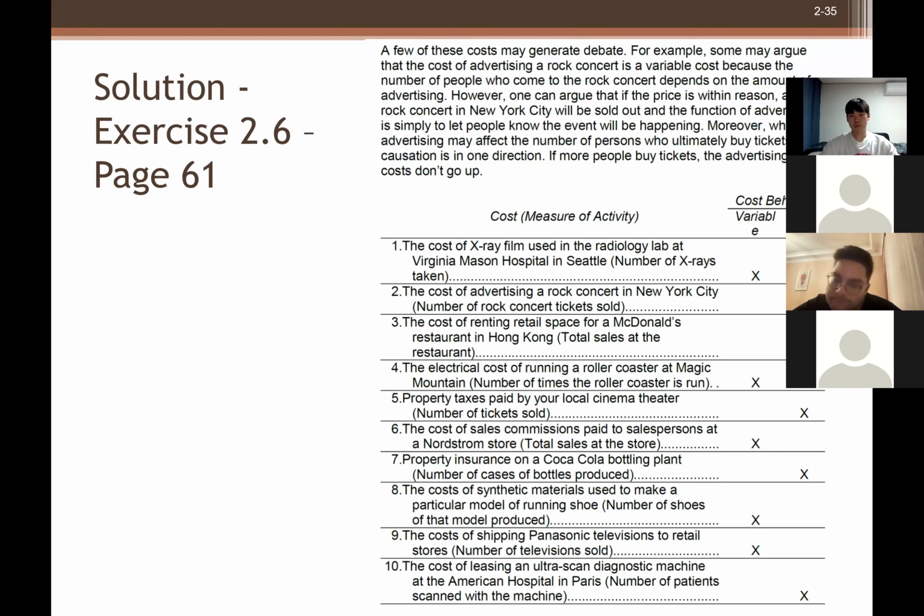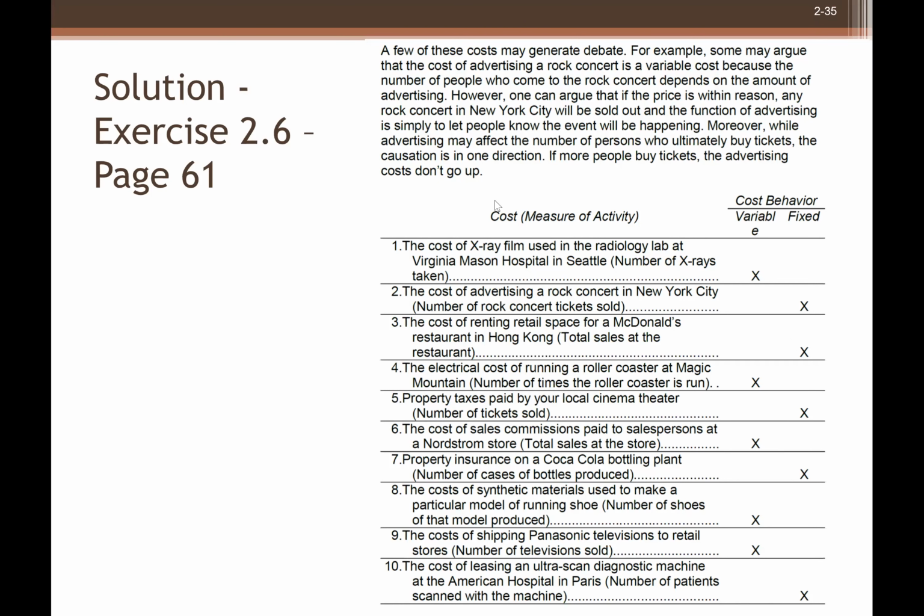Okay guys, welcome back after the breakout room activity. So here we go. You can compare your answers here. Let's talk about the answers. First, the cost of X-ray film used in the radiology lab at Virginia Mason Hospital in Seattle. The cost driver is the number of X-rays taken, of course variable, right?